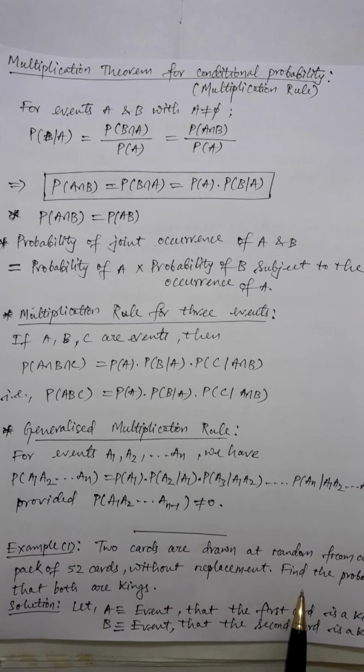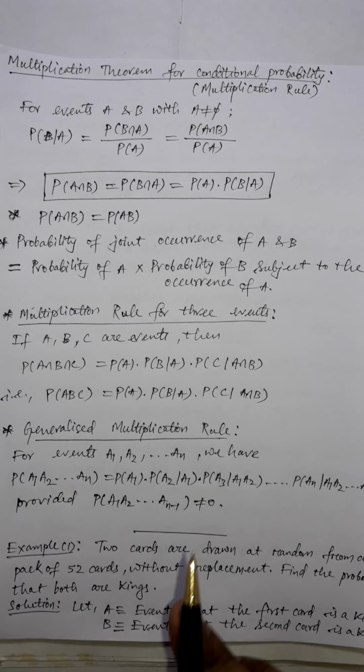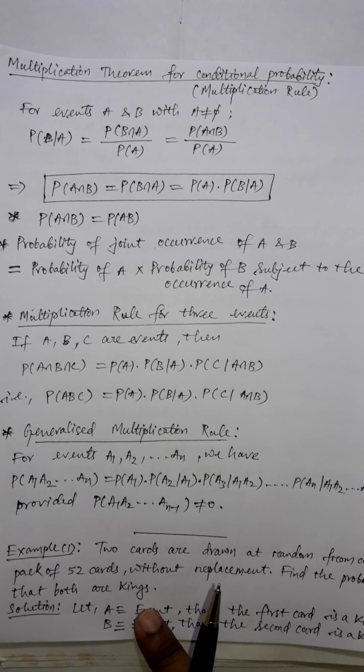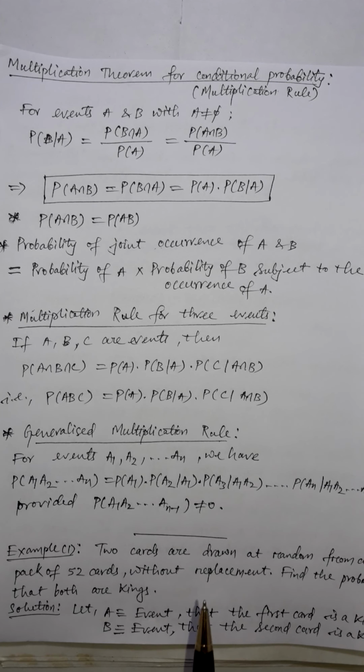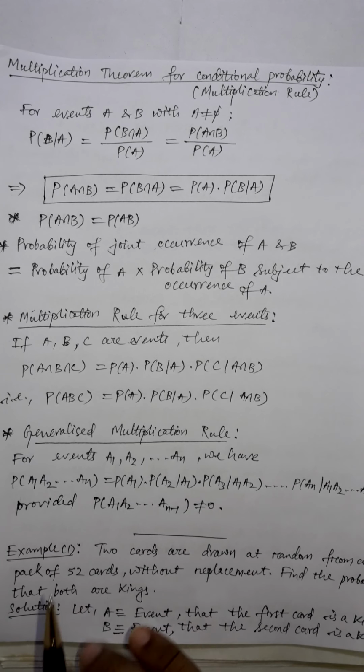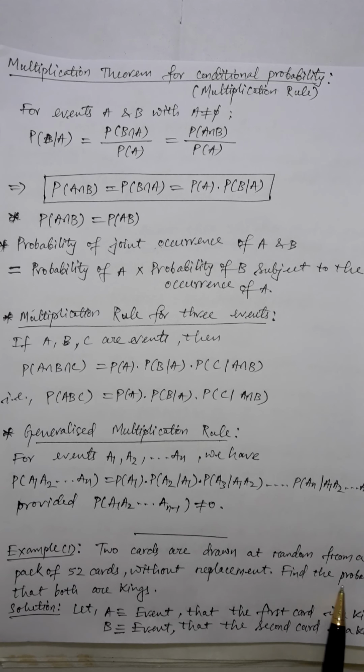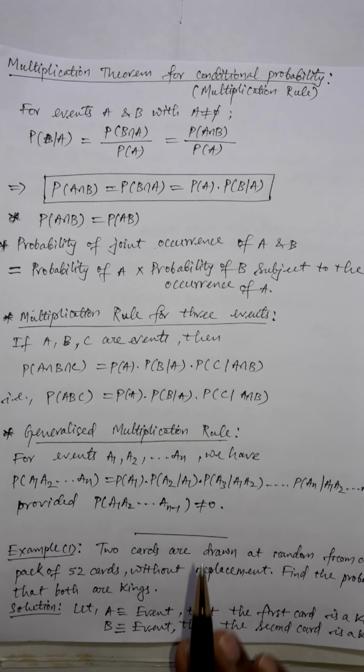Without replacement, find the probability that both the cards are kings. Now, there is a pack of 52 cards, out of which we have to draw 2 cards randomly, one by one, and that is without replacement. That means we'll pull the card and keep it, and will not put it back in the bundle. Then what is the probability that both the cards are kings?